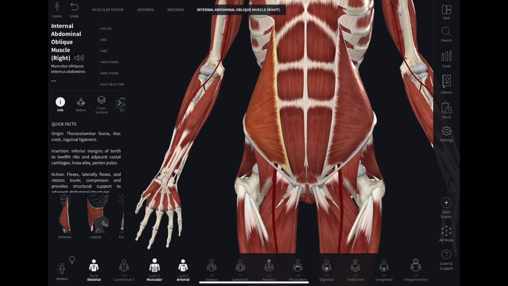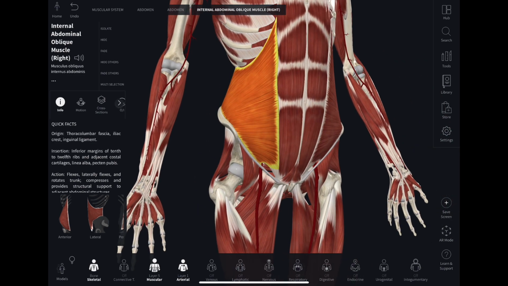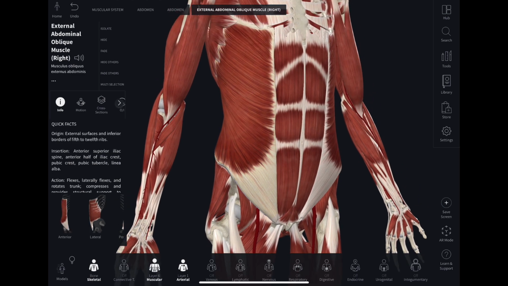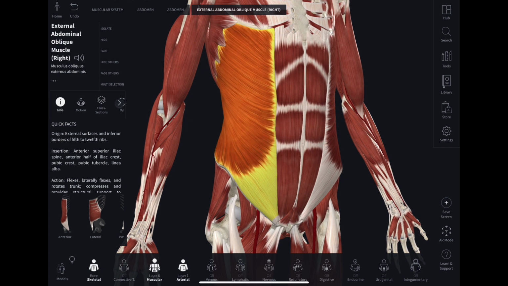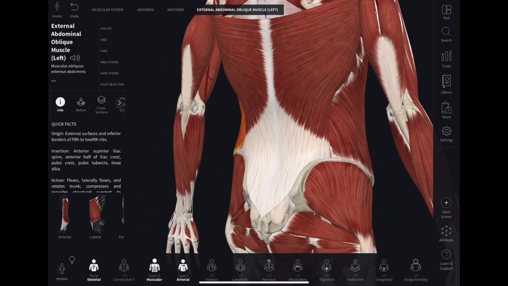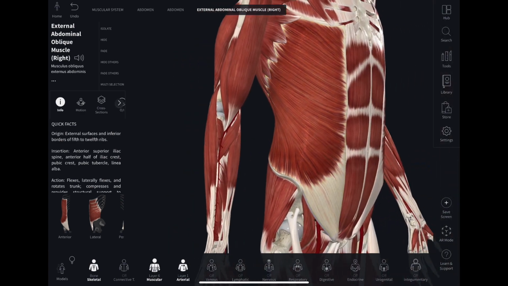So running anteriorly, or wrapped around this muscle, the internal abdominal oblique, would be the external oblique, which is right here. This is the external oblique muscle. Obviously there's two, the right and the left side. This is the back of both.